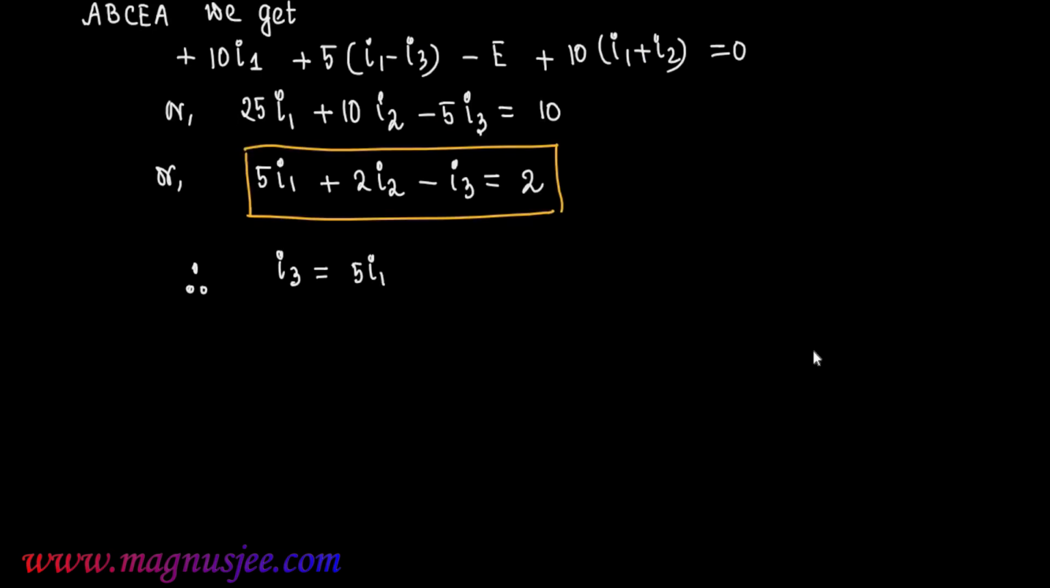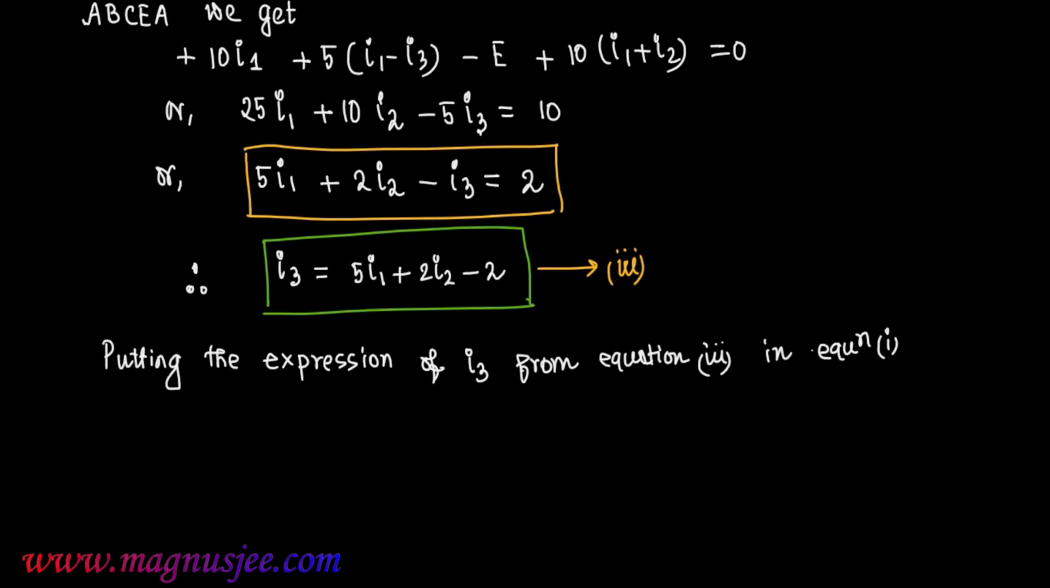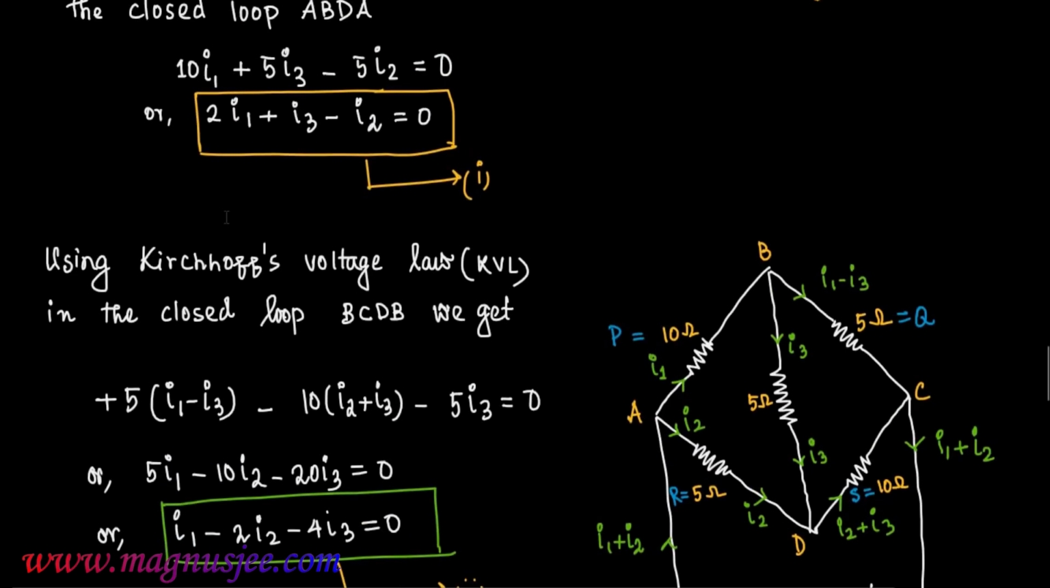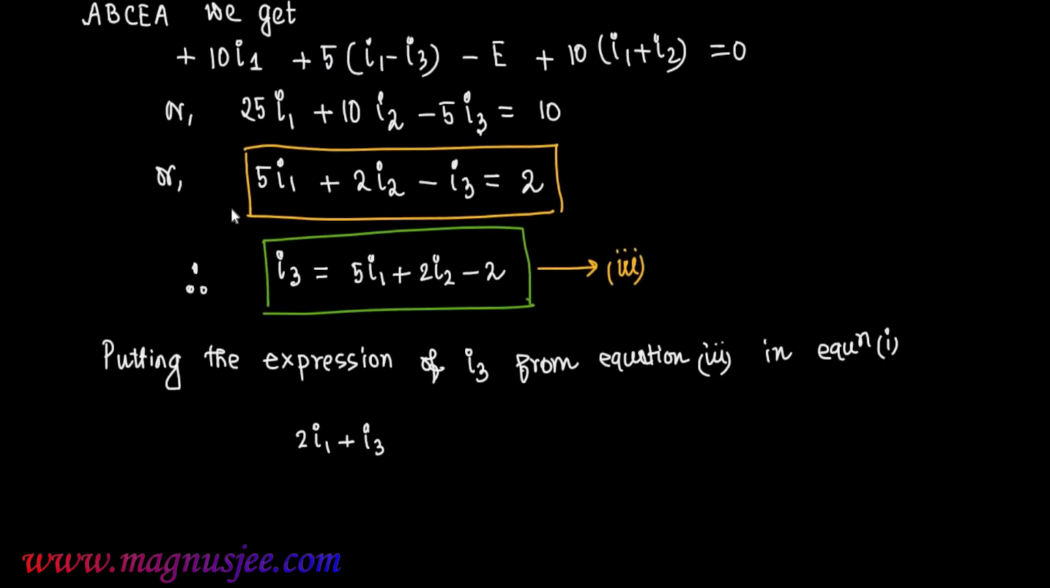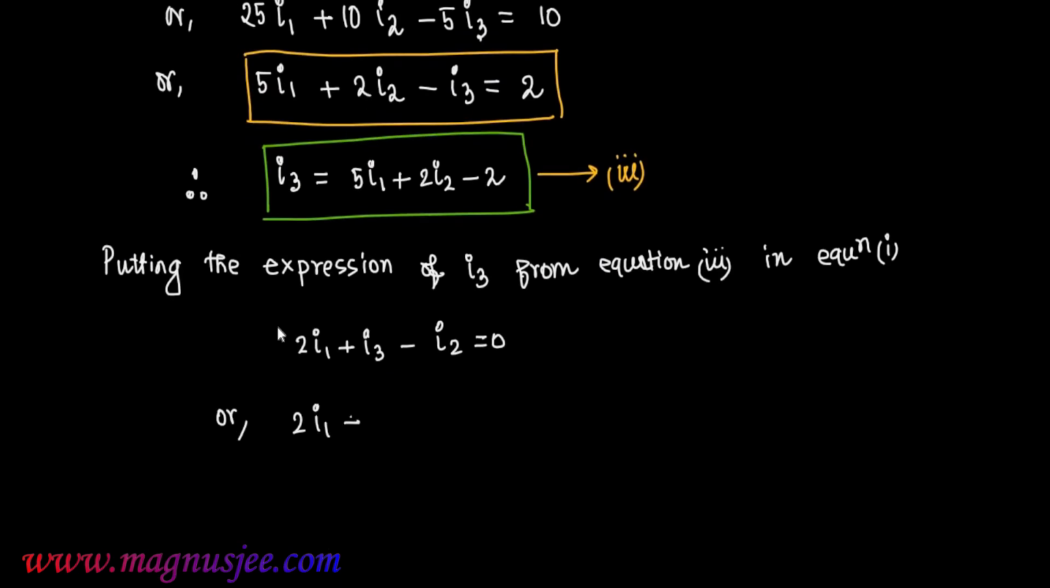Therefore I3 equal to 5I1 plus 2I2 minus 2, which is equation 3. Putting the expression of the current I3 from equation 3 in equation 1 we get, equation 1 was 2I1 plus I3 minus I2 equal to 0. So 2I1 plus 5I1 plus 2I2 minus 2 minus I2 equals 0, putting the expression of I3.